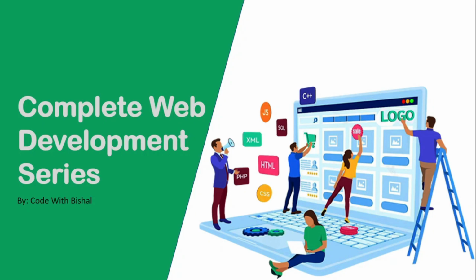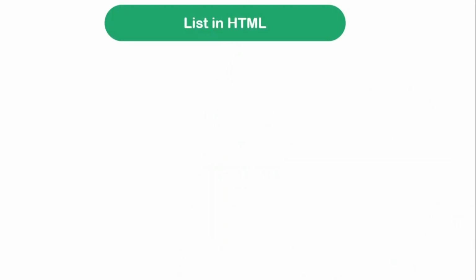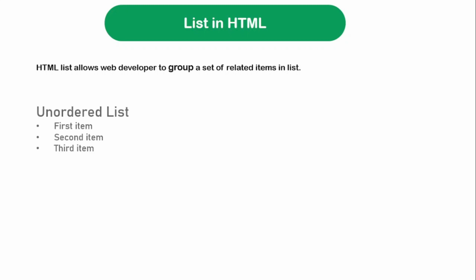In this video, we will discuss about HTML list. There are two types of list in HTML. HTML list allows web developer to group a set of related items in a list. The two lists are unordered list and ordered list.